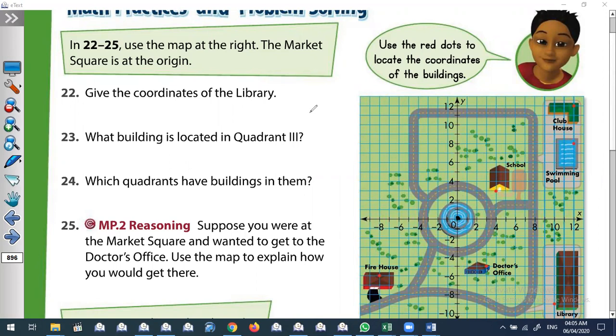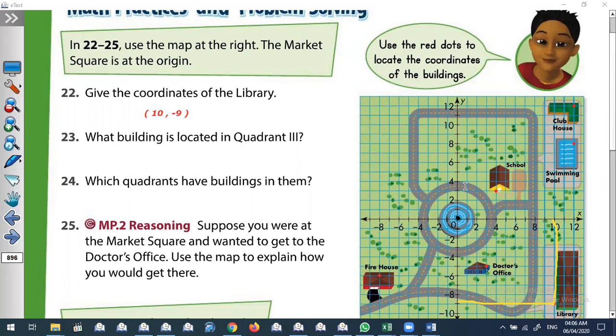Question number 1. Give the coordinates of the library. Where is the library? Library here. You have to meet x first, as I told you before. X here is 10. What about y? Y is negative 9. So it will be 10 and negative 9. This is the coordinate of the library.